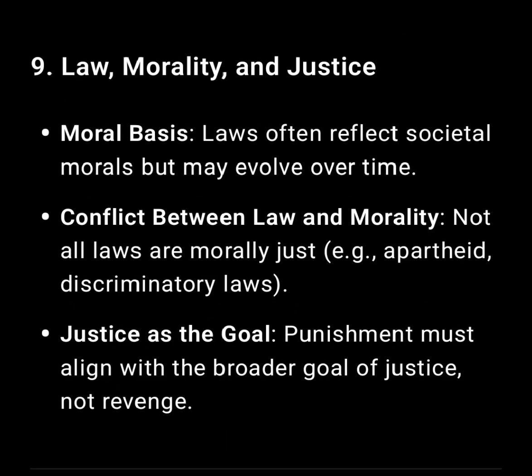Last one is law, morality and justice. Moral basis: law often reflects the society's moral values but may move over time. Conflict between law and morality. Justice as a goal: punishment must be aligned with the broader goal of justice, not revenge.